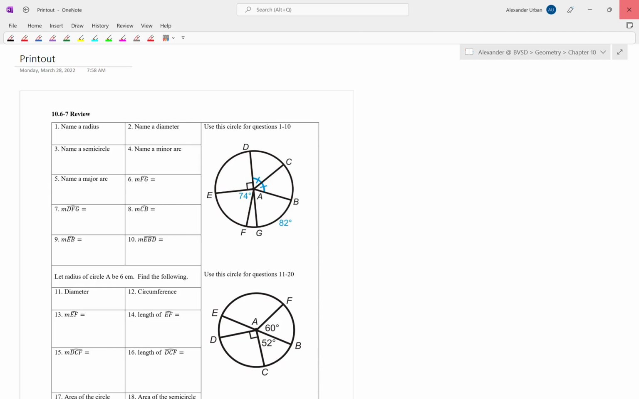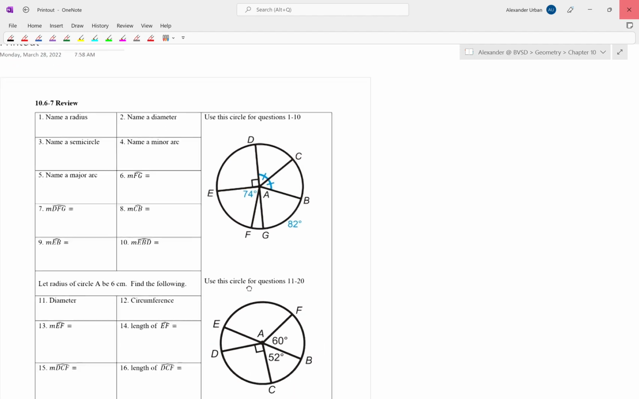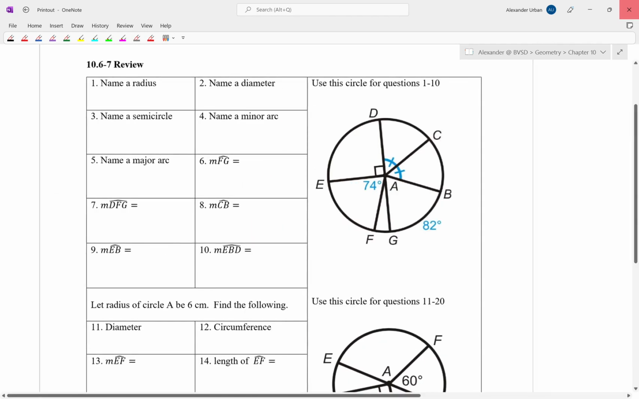Hello, today we're going to work on our 10.6 and 10.7 review. I'm going to work on a few of the problems from each one of these. I'm not going to work on all of them, that way you guys only have to do a little bit, and I have all the information for you since this is a review. We're just going to start off with problem 1.